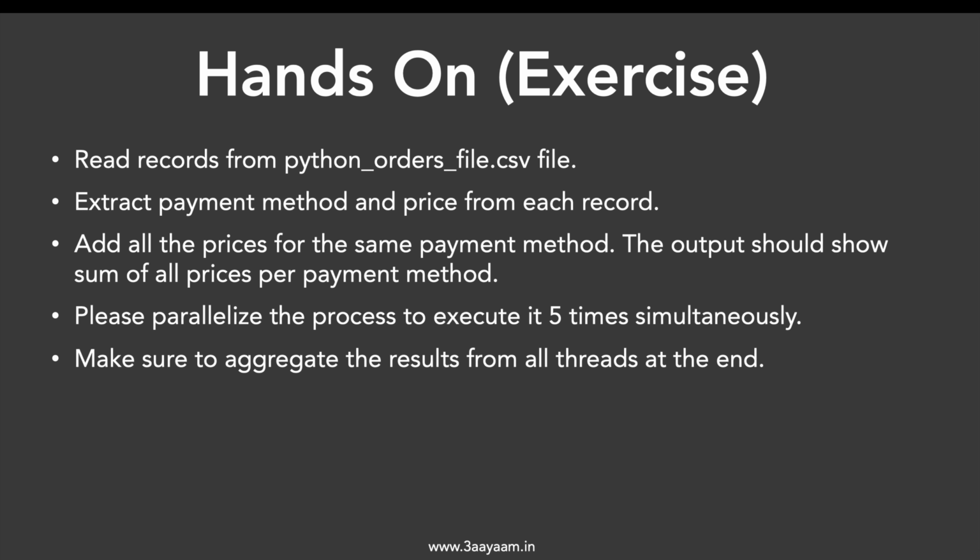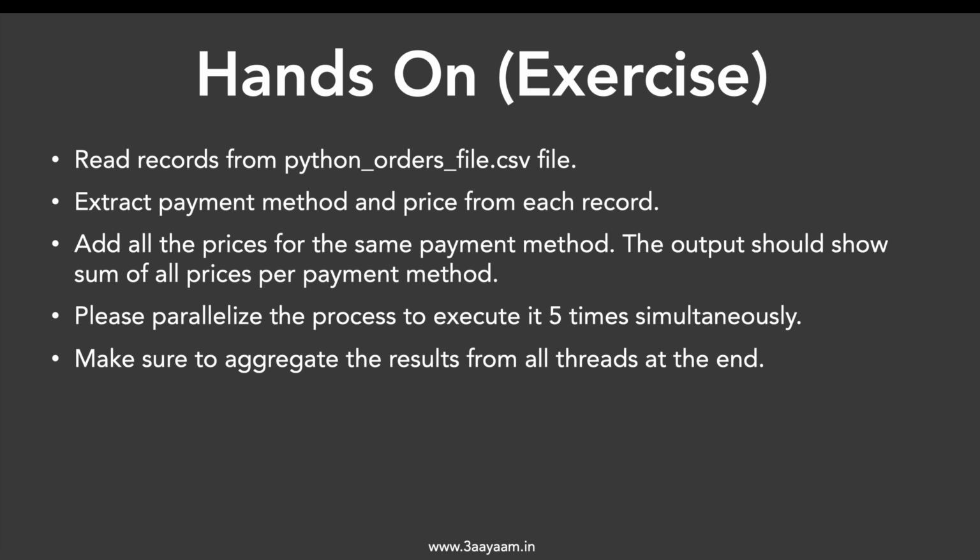Use the same file that I have used. Read records from the Python orders file.csv. We'll have to extract the payment method and price from each record, and add all the prices for the same payment method. The output should show the sum of all prices per payment method. And what I'm asking you is to parallelize the process to execute it 5 times simultaneously and make sure to aggregate the results from all threads at the end.